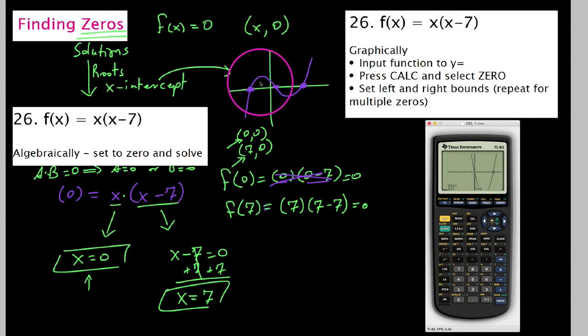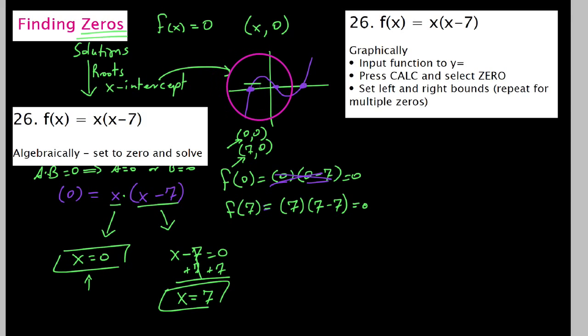So graphically, we say the zeros of our function are the x-intercepts, and we find those on the calculator by using the calc 0 option.